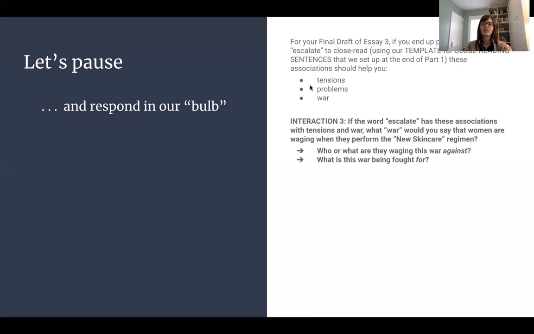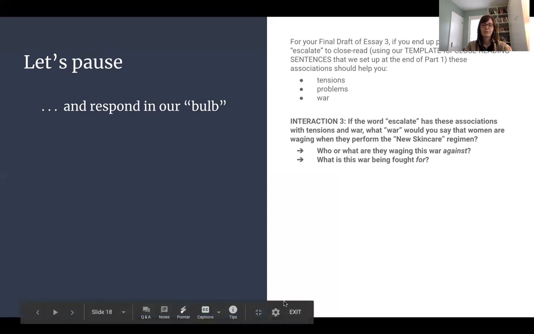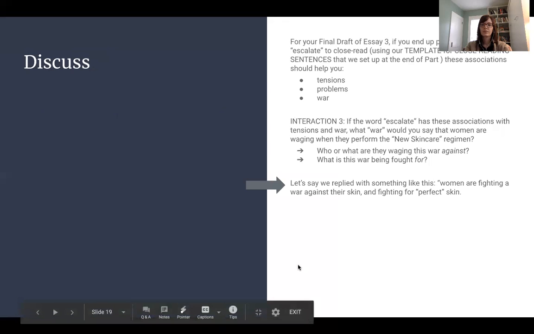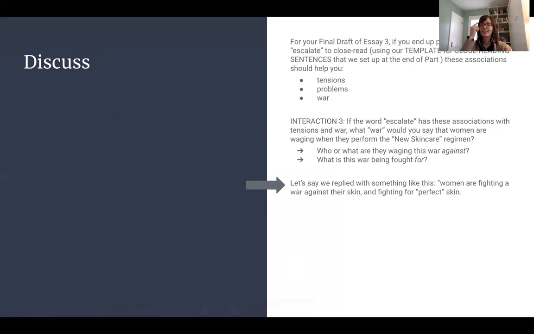Okay, so taking these associations and thinking, well, when we apply those to Vargar's particular subject matter, what would this war be that they are fighting? Okay, so what's the war? And again, who or what are women waging this war against? And what is the war being fought for? Okay, so let's say we replied with something like this: women are fighting a war against their skin and fighting for perfect skin.